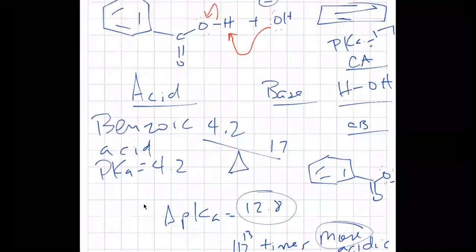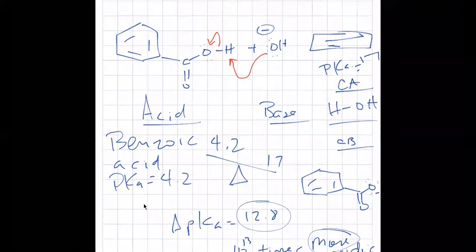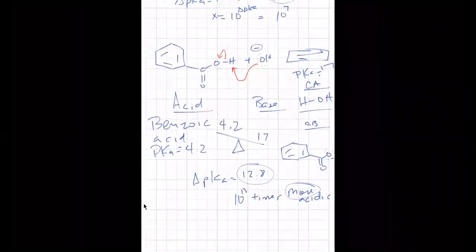All right, so what does that mean for the equilibrium? It means that for every one proton water gives up going in the reverse direction, benzoic acid is giving up 10 to the 13 times more protons going in the opposite direction. So it's always going to favor the weaker acid. Is that okay?